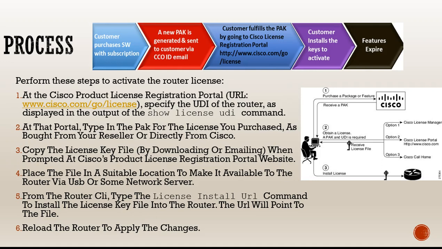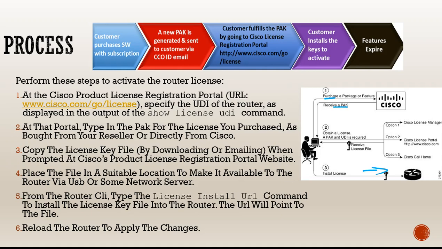The flow over here: one, we purchase a package and receive a PAK, the activation key. We obtain a license, and the PAK and the UDI are required. We go to the Cisco site, and then we get the license file from the Cisco site. Once we get the license file, we install the license on the device. They may expire, they may not expire.